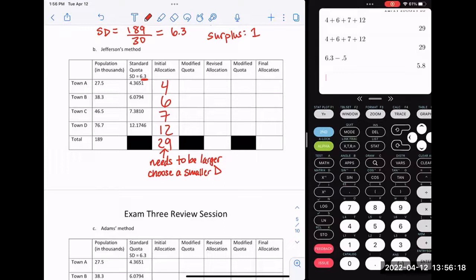What is it? Go with 6. All right, so let's see what 6 does. So I'm going to write that down. That's my modified divisor I'm choosing. All right, so let's go through this dividing by 6 instead of 6.3. So I'm going to take each population, like for town A, 27.5, and let's divide that by 6. So that's giving me 4.5833.